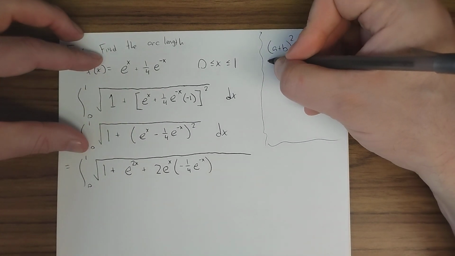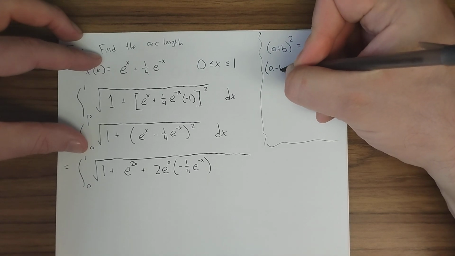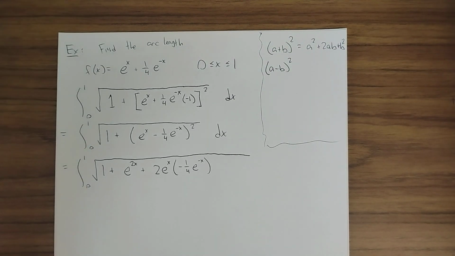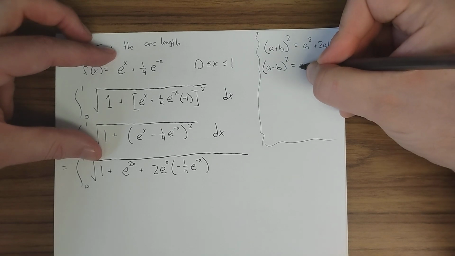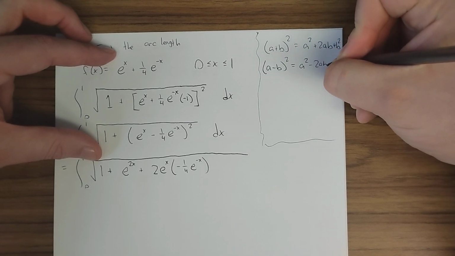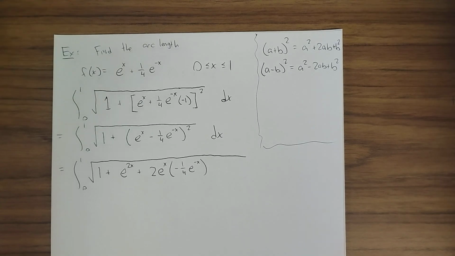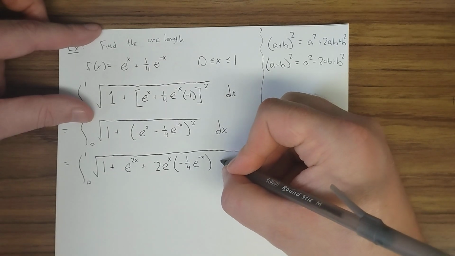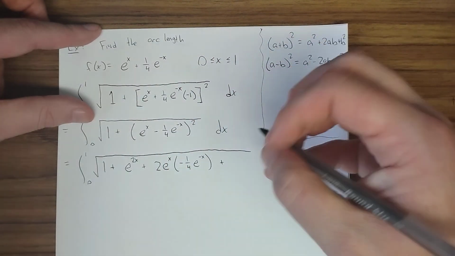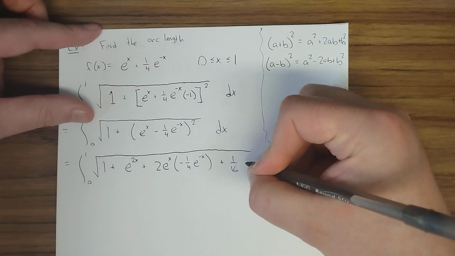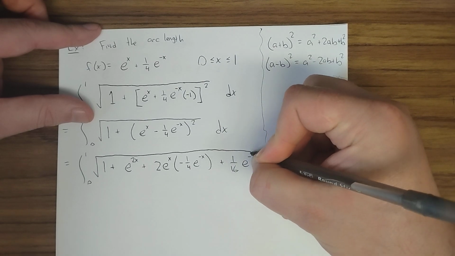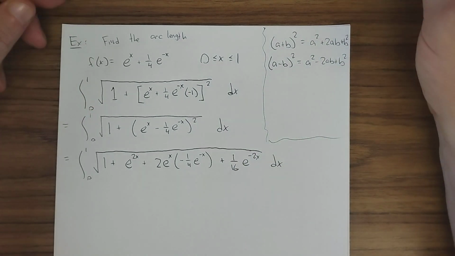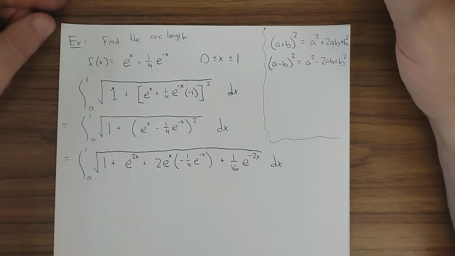And while I'm at it, let me also... a minus b squared is so similar, but I'll write that as well. Okay, so what we're missing is this squared: 1/16 e to the negative 2x. Okay, so that just happened, and why did I do that?